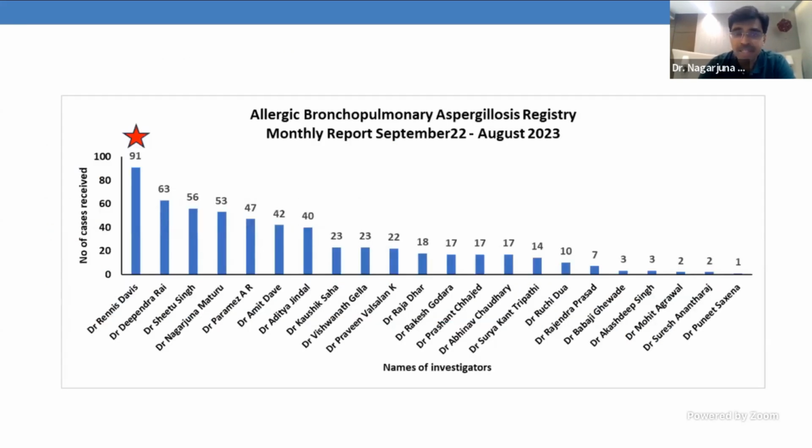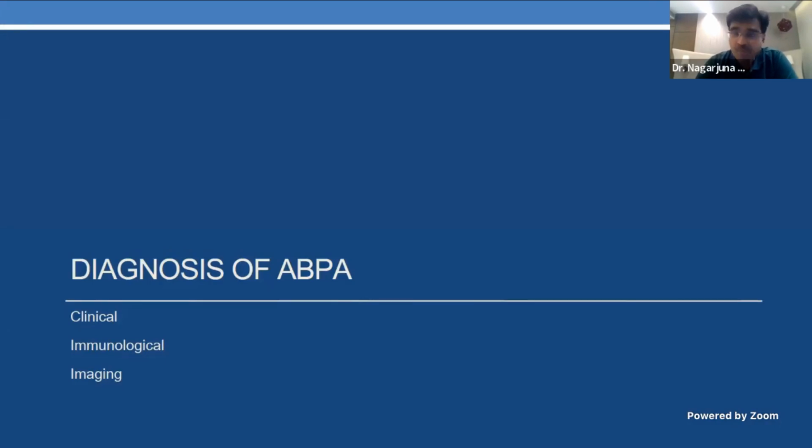Recently, we have completed this multi-centric ABPA registry data. A lot of centers across the country have contributed. Hopefully, the results will be out this year. Now, starting on with the diagnosis of ABPA, as has already been elucidated by Dr. Khushbu madam, it's a combination of clinical, immunological, and radiological. All three have to be pictured in.